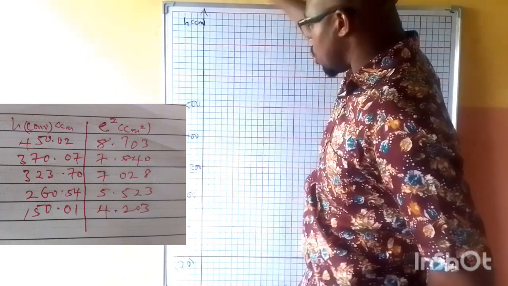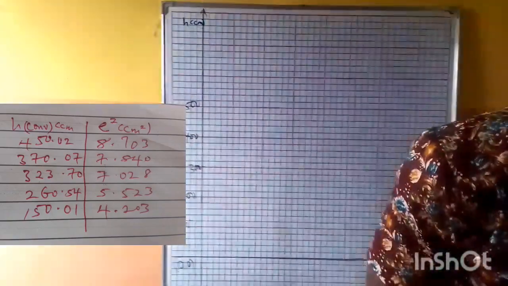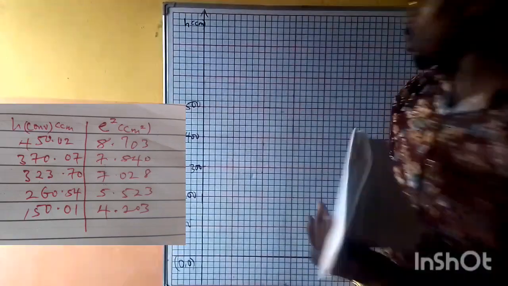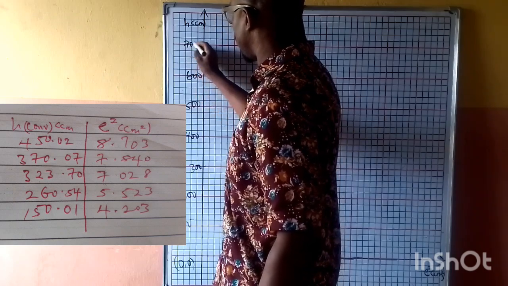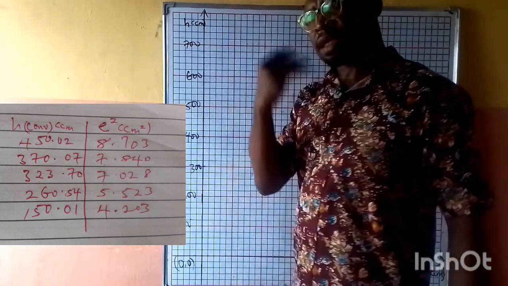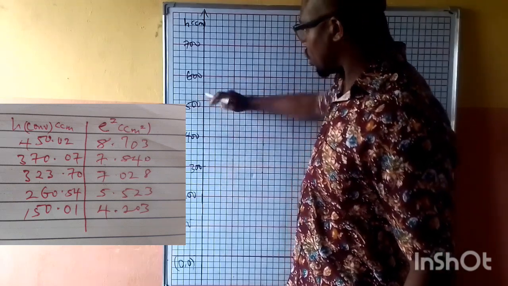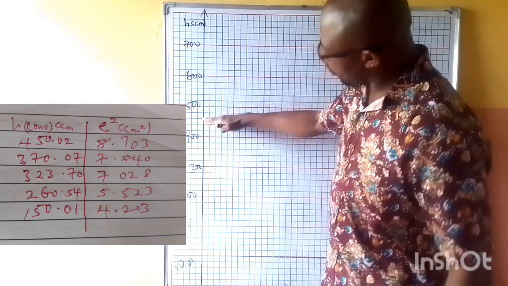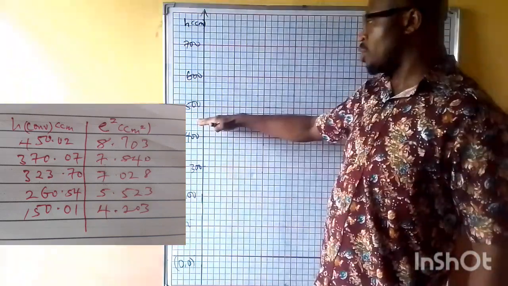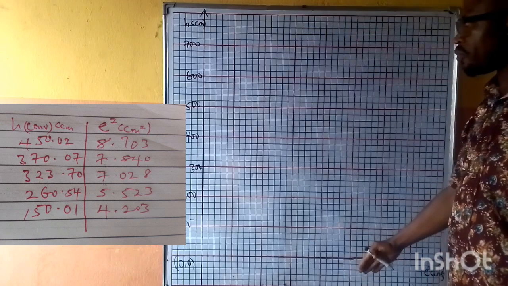Continue. Finish up the 600, but then 700. Remember we said in our first video that your highest value should occupy at least 2/3. My highest value is 450, so it's not up. It's more than half of our graph sheet. So this is our full graph sheet.